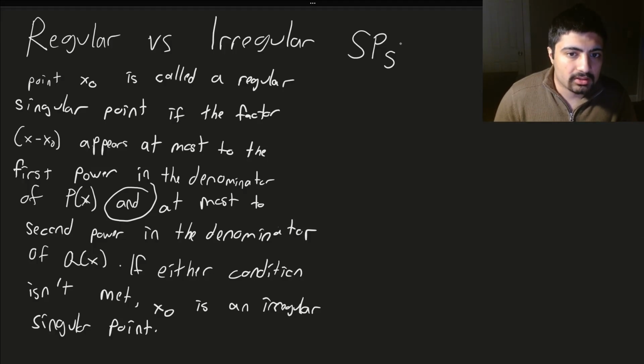A point x0 is called a regular singular point if the factor x minus x0 appears at most to the first power in the denominator of p of x, and, this is an important word, and at most to the second power in the denominator of q of x. This is a regular singular point if these conditions are met. If either condition isn't met, x0 is an irregular singular point. This "and" means that both of them must be satisfied to satisfy the requirements for a regular singular point.